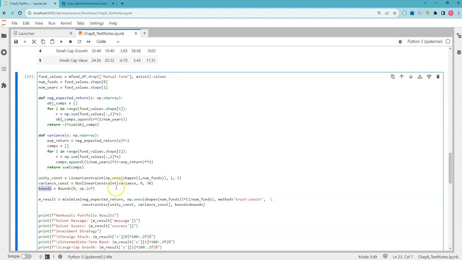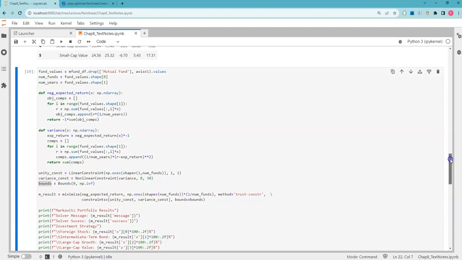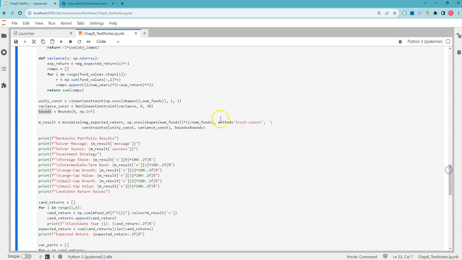Then I've got some global bounds for my minimize function to work with, in this case just making sure it's non-negative, and then I need to pass in what we were trying to minimize, the negative of the expected return. I'm giving it an initial guess, so to speak, and so here I'm just basically guessing the initial position is the equal distribution of funds across all of my investment options. I'm picking a certain solver here, and then I'm listing constraints and the bounds there.